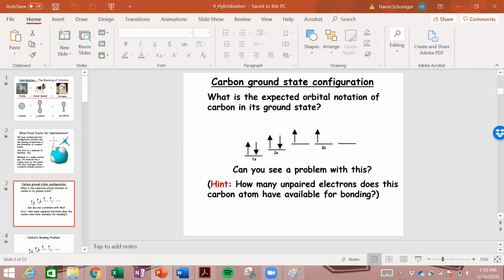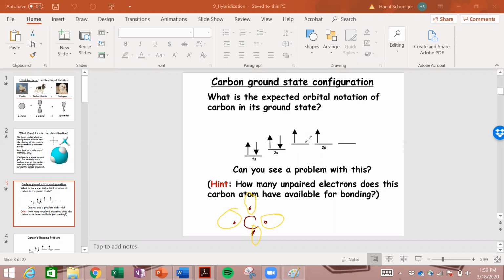CH4 is a really good example to look at. The ground state of carbon is 1s2, 2s2, and then 2p2. But there's a problem with this. Carbon should have 4 valence electrons, right? If I were to draw the valence electrons around carbon, it should be 1, 2, 3, 4. That means it has 4 possibilities to bond. It can be 4 single bonds, 2 double bonds, or a triple and a single. It can make 4 different connections because it's in group 4.